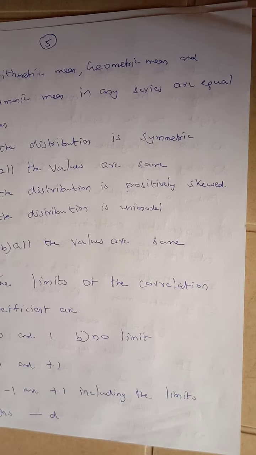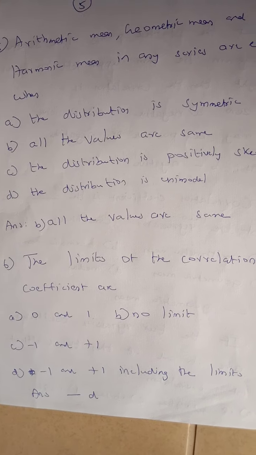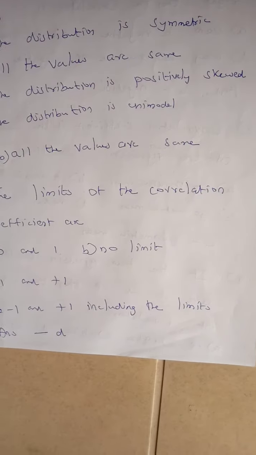When all the values are the same, arithmetic mean, geometric mean and harmonic mean are equal. Let us move to the next question.